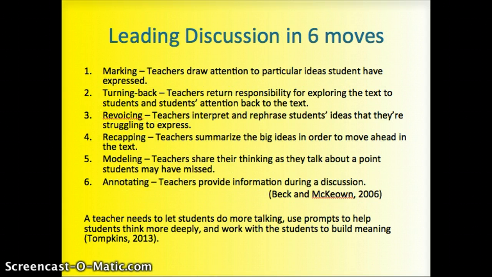When you do lead the discussion, there are 6 moves you need to follow. Marking is one of them. The teacher needs to draw attention to a particular idea that students have expressed. Turning back, teachers need to give back the responsibility to students for exploring the text. Revoicing, you need to interpret and rephrase students' ideas that they're struggling to express. Recapping, summarize the big ideas in order to move ahead in the text.